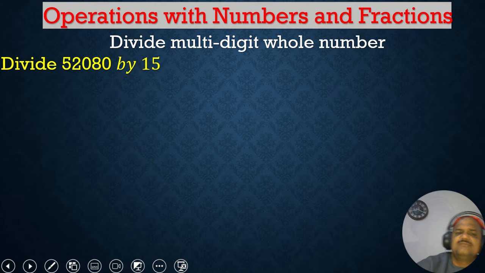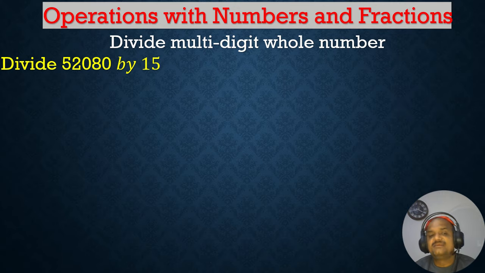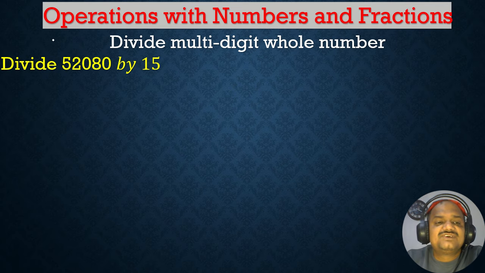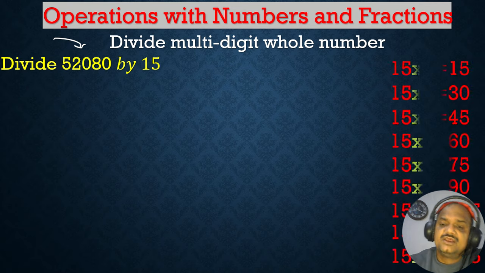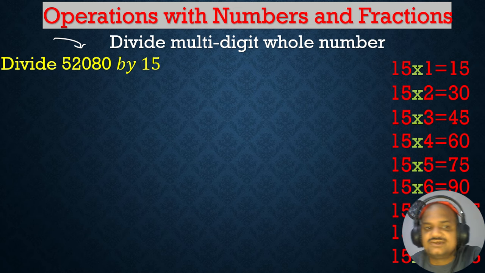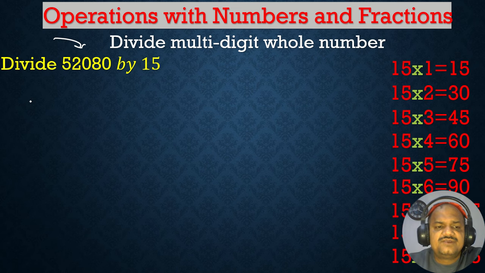Another question can be, now this is another module now, operations with multi-digit numbers and fractions. And first thing we are finding, divide multi-digit whole number by a whole number. Okay. Now, for example, you have to finish this question. Then what you will do here? First of all, every question you will write the times table like this. Okay. So what you can do here? 15 divides 52,080.